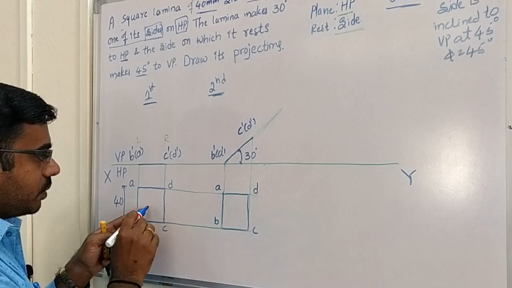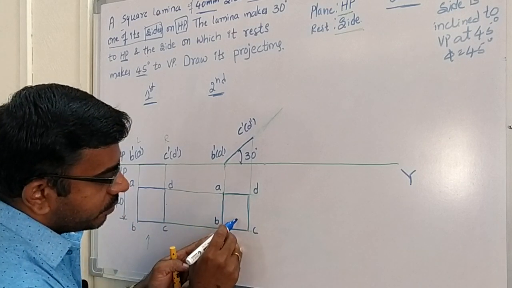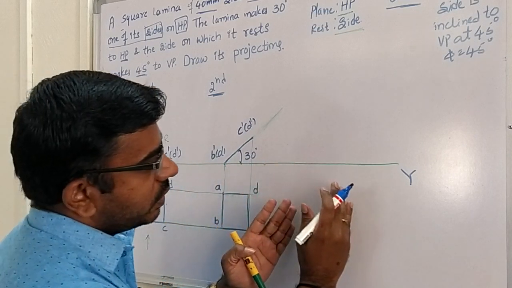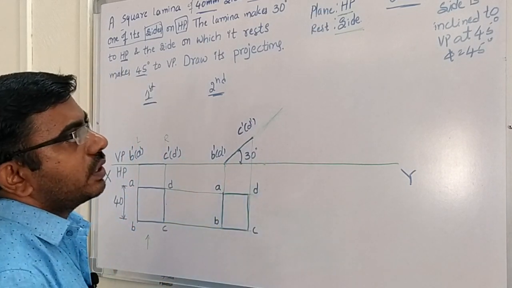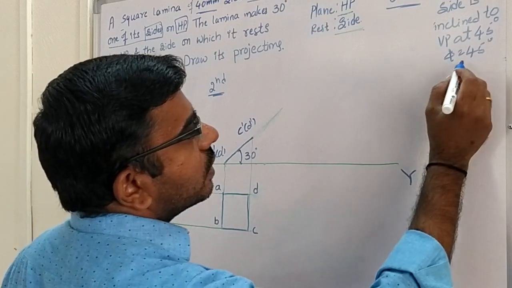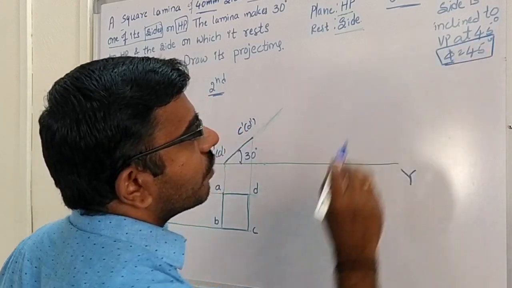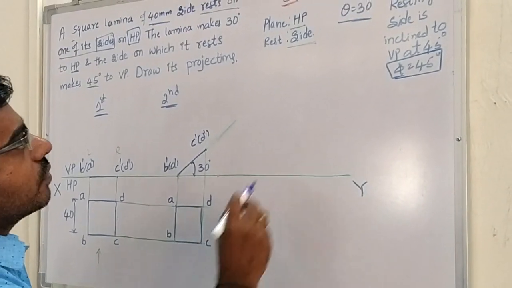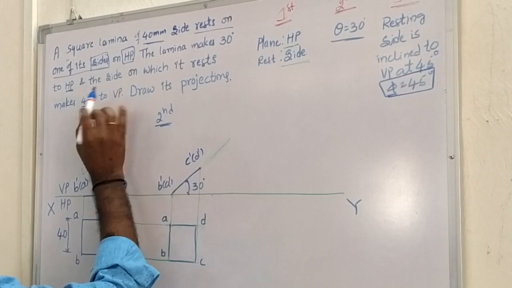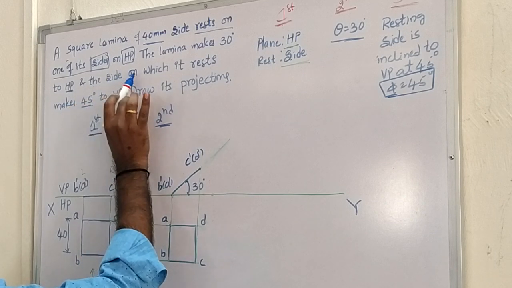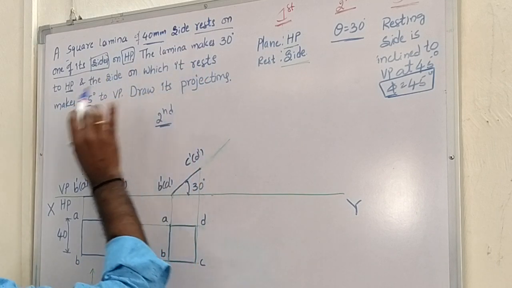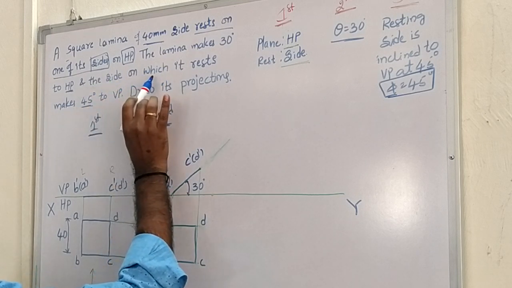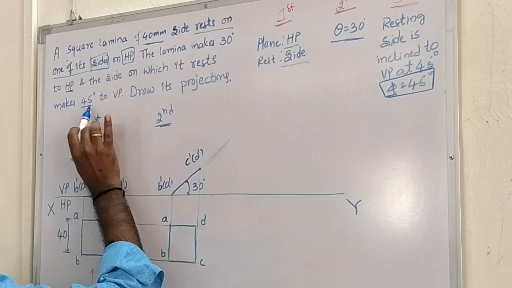This is the true shape of the top view and this is the apparent shape of the top view. Okay, with the help of the second portion, I want to draw the third portion. What are the details given for the third portion here? Phi angle is given, 45 degree phi. Then what is given? Resting side, just read it: the side on which it rests makes 45 degree to VP. The side on which it rests means the resting side.